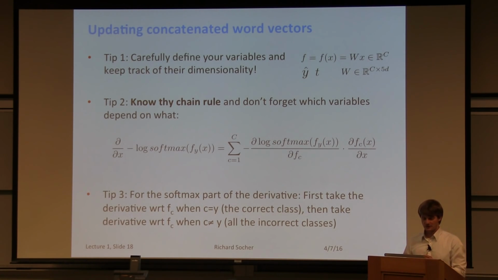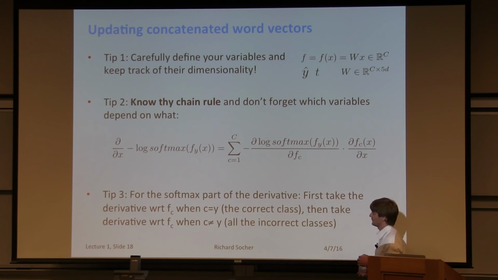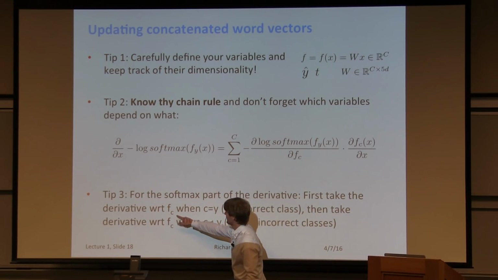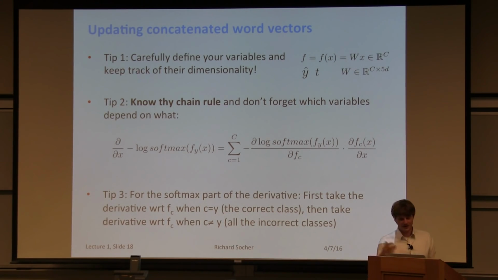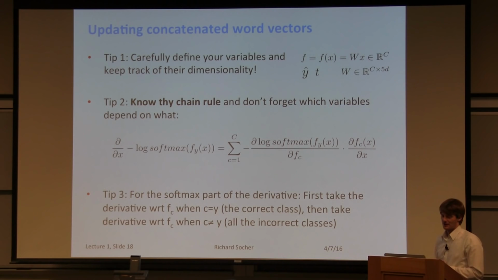Now for the softmax part of the derivative, you want to first take the derivative with respect to fc, which is the class that you might want to actually predict, the correct class. And then you can take the derivatives with respect to fc when c is not equal to y, all the other incorrect classes. Some of this might not be as intuitive until you actually go through the steps, and you can refer then to the lecture slides when you go through it.